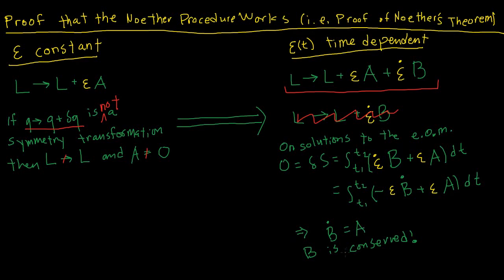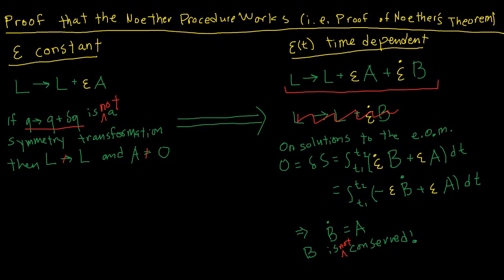And B is not conserved, because of A. So if your little variation is not a symmetry of your Lagrangian, then you will not get a conserved quantity. Namely, B dot will be equal to A and not zero. And this is what we saw in the last video. In the last video, I showed that if you had a Lagrangian that was rotationally symmetric, then performing the Noether procedure for little rotations gave you that angular momentum was conserved.